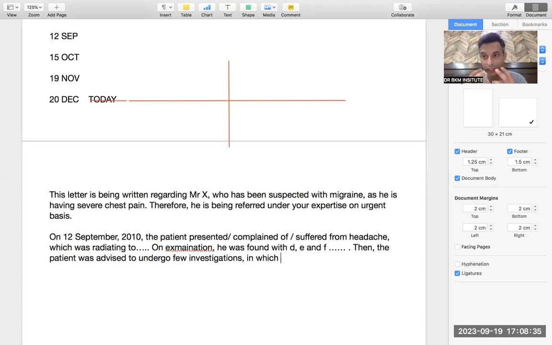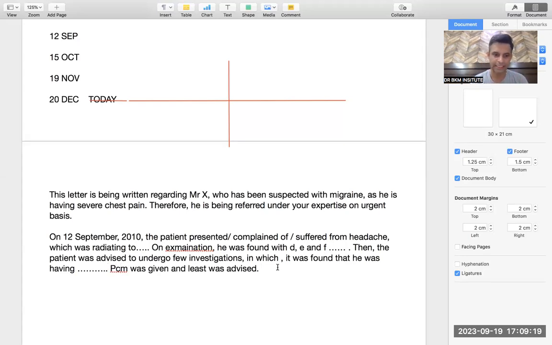In which is a very good connector. That is why I'm saying watch my videos 2 times, 3 times to learn commas, to learn connectors. So patient was advised to undergo, was advised, passive voice, to undergo few investigations in which again passive voice, it was found by us. It was found that he was having this and this problem. Paracetamol was given and rest was advised. How simple, rest was advised. Full stop, paracetamol was given and rest was advised.